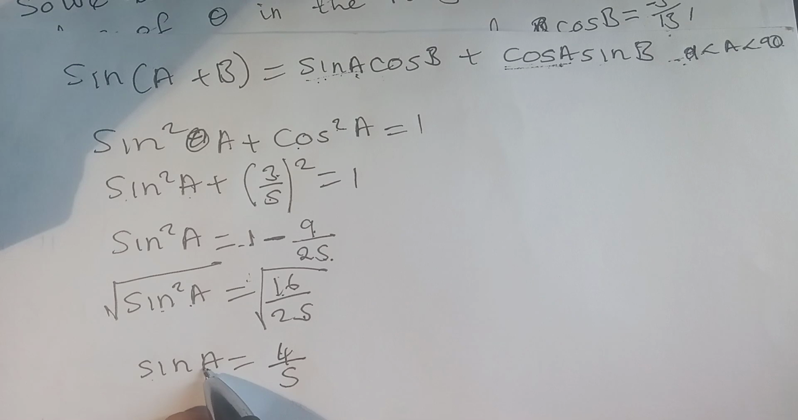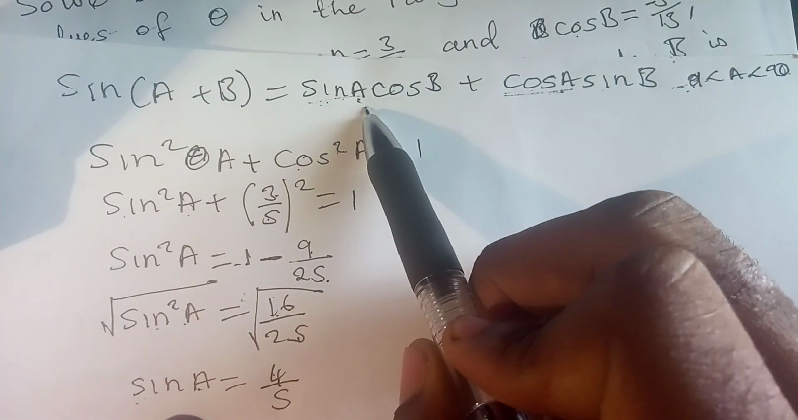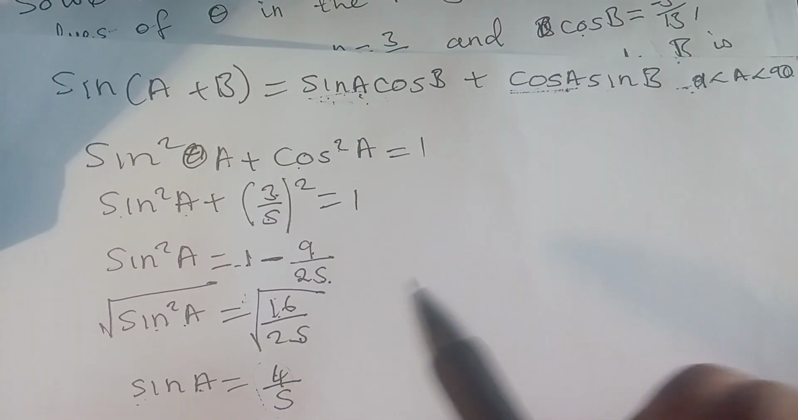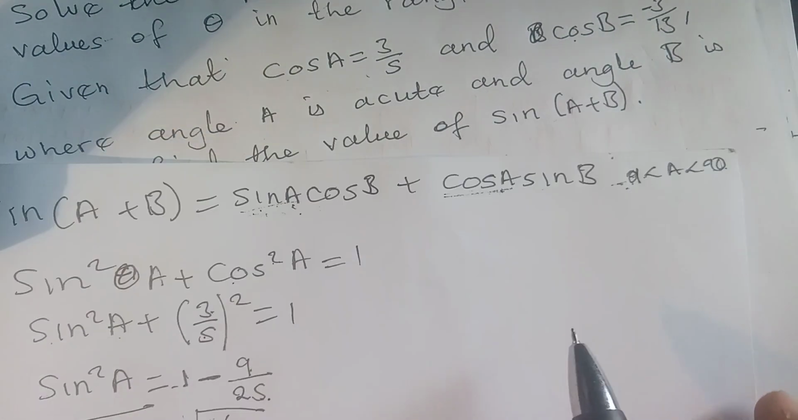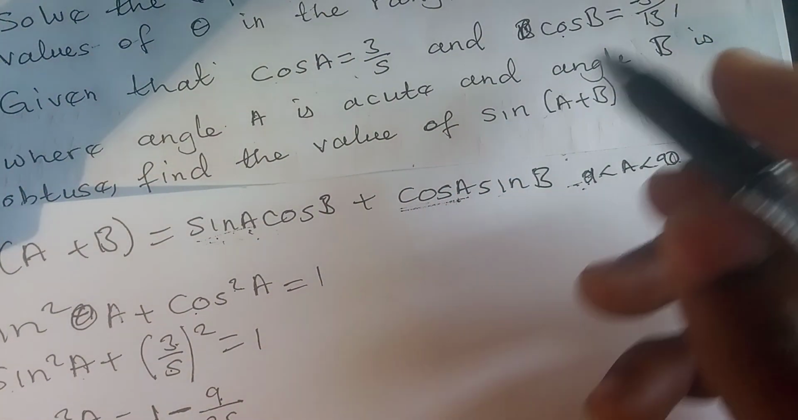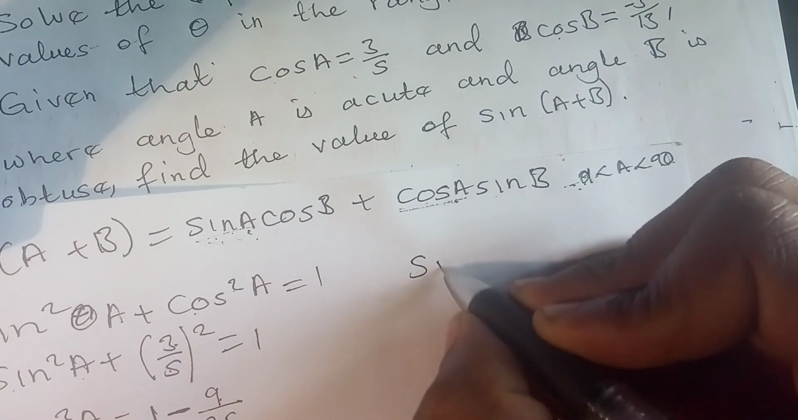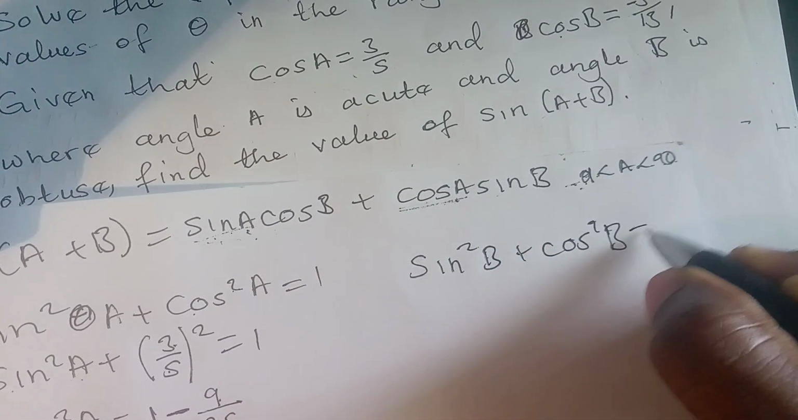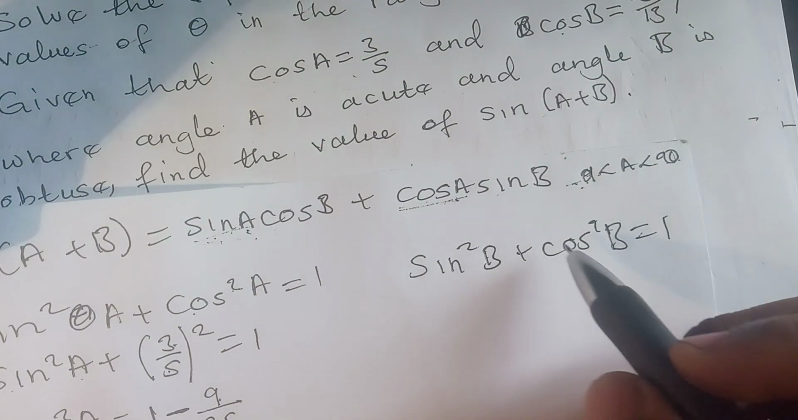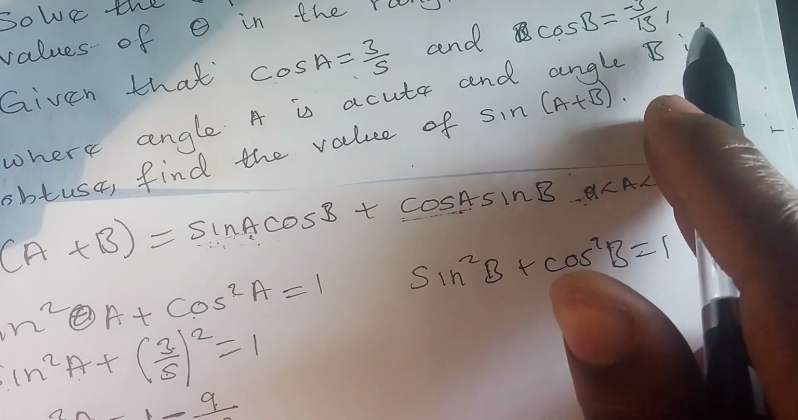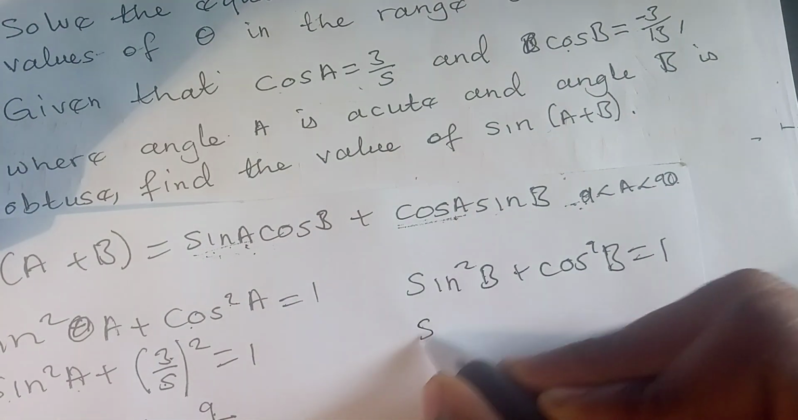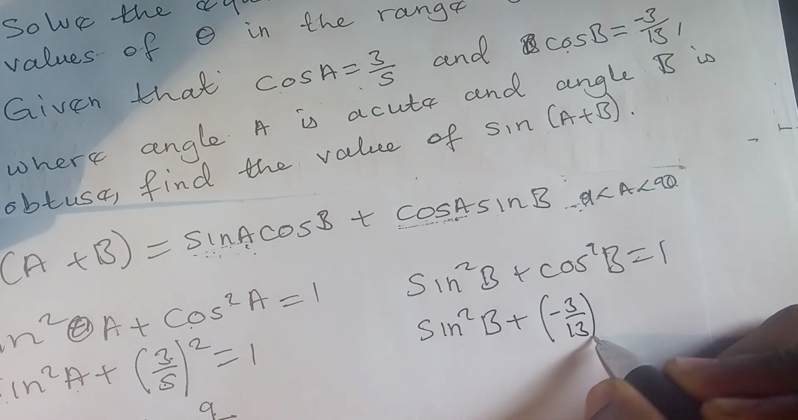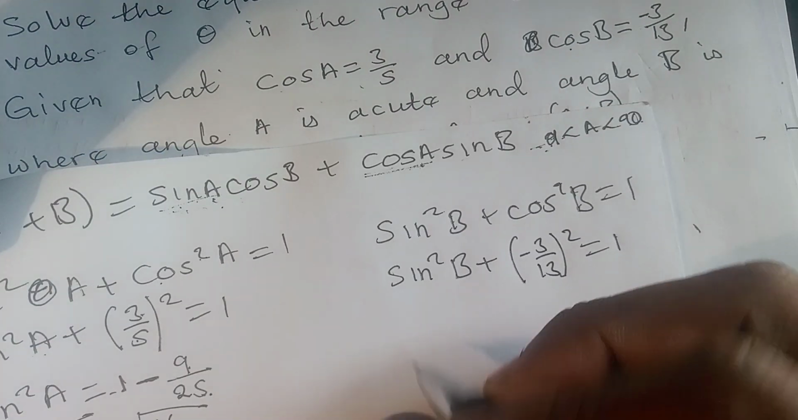You don't need to find A itself. You just want sin A like this, because you want to substitute this part with the value of sin A. You can do the same thing to find the value of B. So the identity is sin squared B plus cos squared B is equal to 1, and our cos B is known. This is negative 3 over 13. So sin squared B plus (negative 3 over 13) squared is equal to 1.